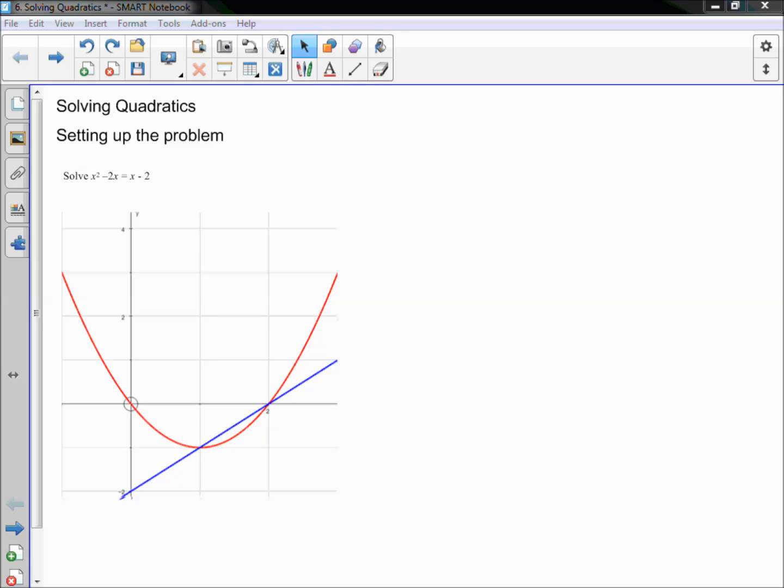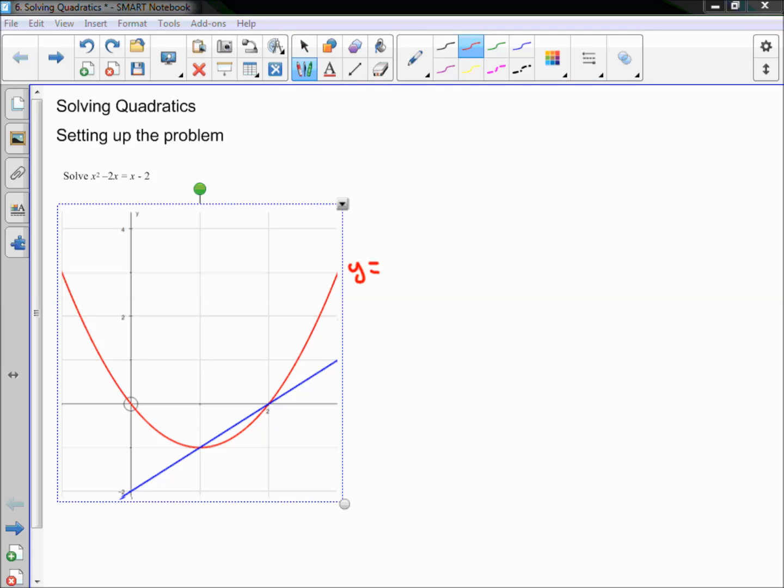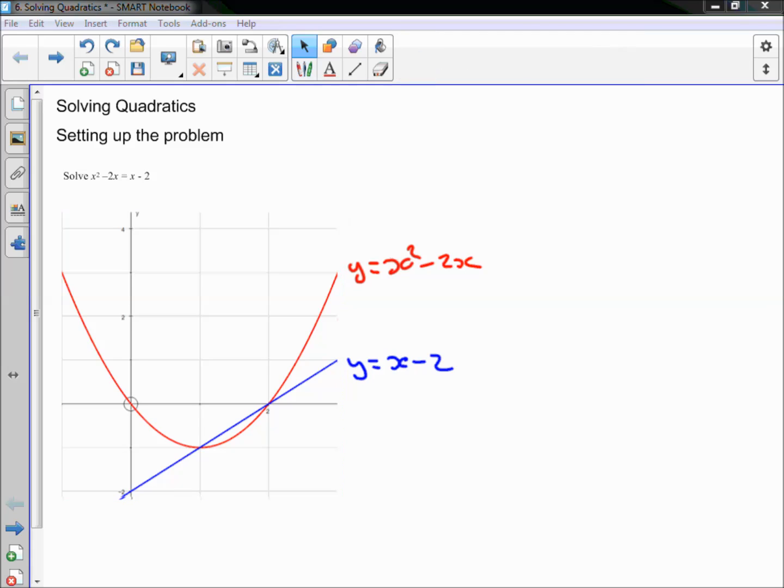So let's get the ball rolling by having a look at our first quadratic equation. x squared minus 2x equals x minus 2. To solve this equation, we are trying to find the values of x which cause x squared minus 2x and x minus 2 to have the same value. If we look at our graph, we can see the red curve, y equals x squared minus 2x, and the blue line, y equals x minus 2. They have the same value, and so the same x coordinates, where they intersect. So the solutions for our quadratic equation are either going to be x equals 1 or x equals 2.